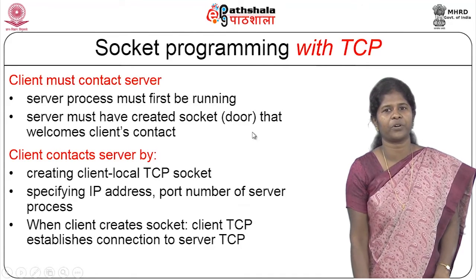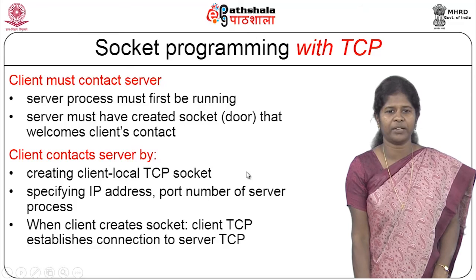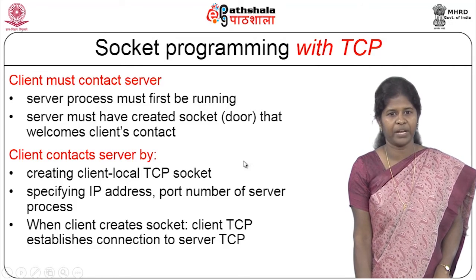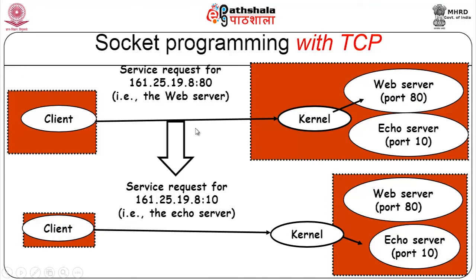And when you are doing socket programming with TCP, as I told you earlier, you need to have the IP address as well as a port number. So, what is the port number? If you look at this diagram, here we find that there is a client and there is a server, and there are a number of services that are running in the server. Say for example, in this server there is a web server service that is being provided on port number 80 and another echo server service that is provided on port number 10, and both of these services are provided in the same machine. And whenever a client is requesting a service, it will have to specify the IP address as well as the port number corresponding to the service that it needs.